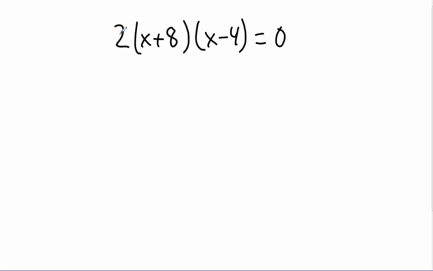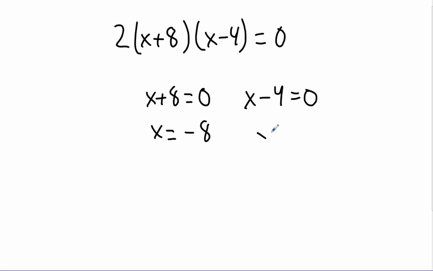Now, the 2 doesn't matter since there's no x here, so we just need x plus 8 equals 0, x minus 4 equals 0, and we get x is equal to negative 8, x is equal to positive 4. Okay. Now, if we were just solving some arbitrary polynomial or trinomial, our answer would be x equals -8 and x equals 4.